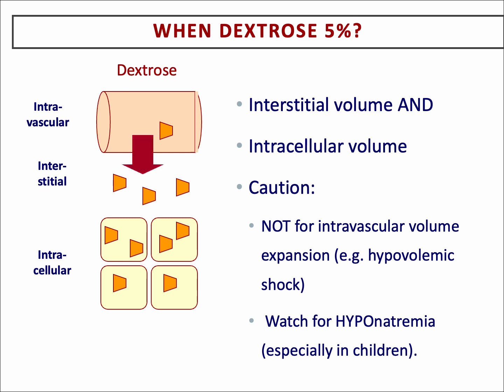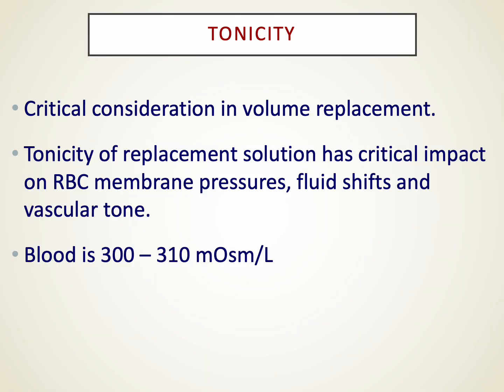Okay, so that gives you the sense of where we are. Let's now talk about a few other factors in fluid. First of all, tonicity, or is it isotonic or not? This is a real important consideration in volume replacement because we generally want the tonicity of the fluid we're using to be identical or similar to what you would see with red cells or in the blood. And so typically we're looking for about 300 to 310 milliosmoles per liter.